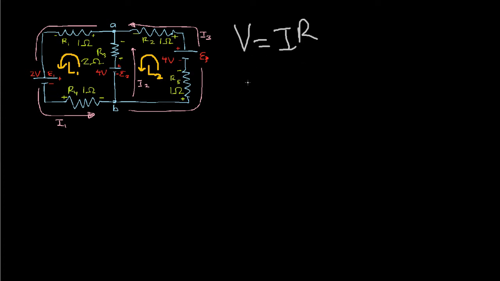Another thing we need to know about Kirchhoff's law is that the voltage increasing equals the voltage decreasing. So we'll just follow that. If it's increasing, going from negative to positive, like over here, we'll put it on the left side. And if it's going from positive to negative, we'll put it on the right side, over here.